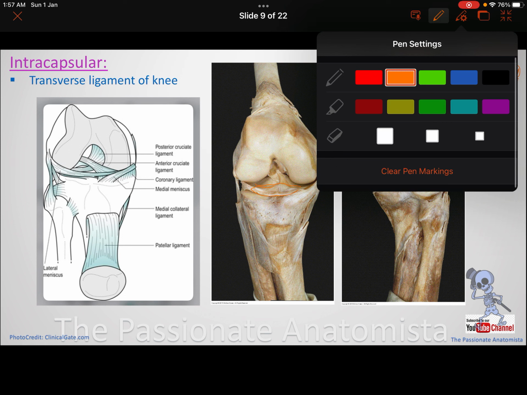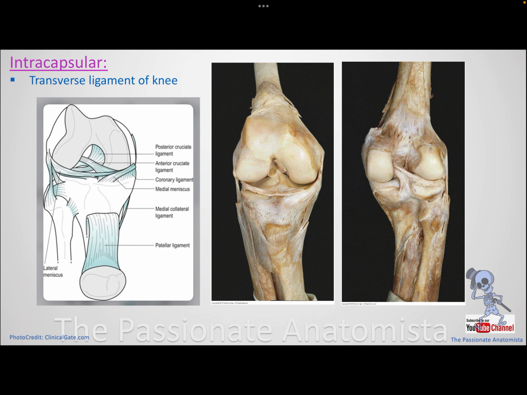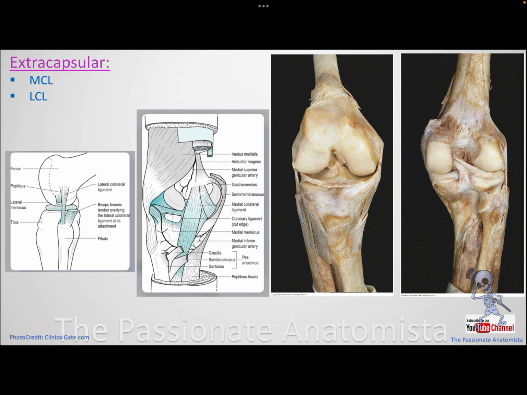Okay, so here we have 5 intracapsular ligaments: the ACL, the PCL, meniscofemoral, coronary or meniscotibial, and the transverse ligament of the knee between the anterior horns of both menisci.